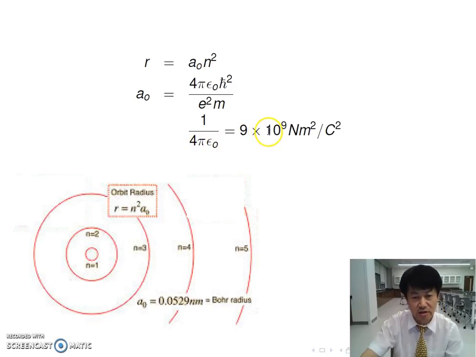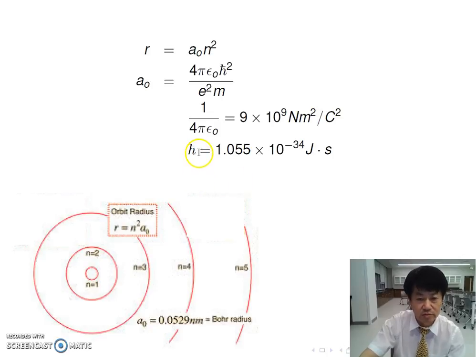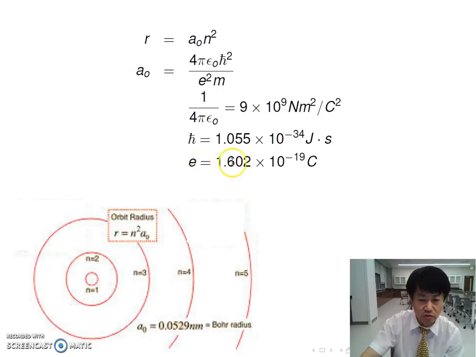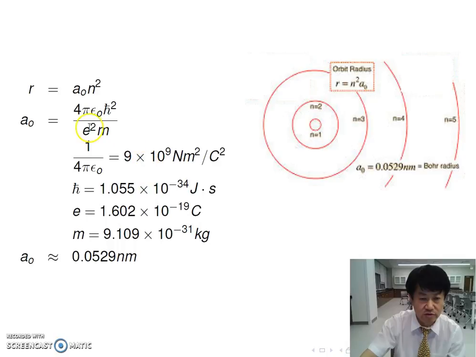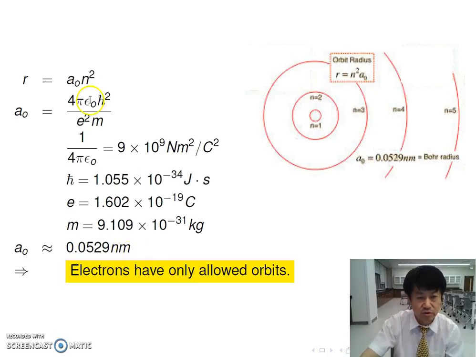This Bohr radius you can calculate by plugging in the constant values. 1/(4 pi epsilon naught) is 9 times 10 to the power 9 newton meter squared per coulomb squared. H bar, the reduced Planck constant, is 1.055 times 10 to the power negative 34 joule second. Unit charge is 1.602 times 10 to the power negative 19 coulomb. Mass of the electron is 9.109 times 10 to the power negative 31 kilogram. Plugging all these values into the expression, we get a Bohr radius of approximately 0.0529 nanometer.